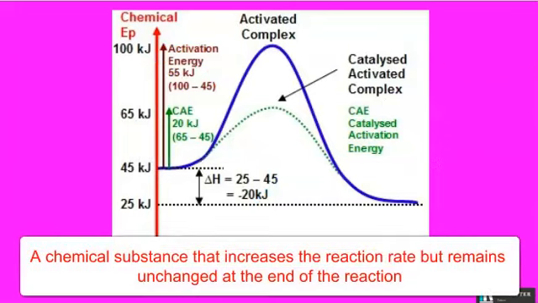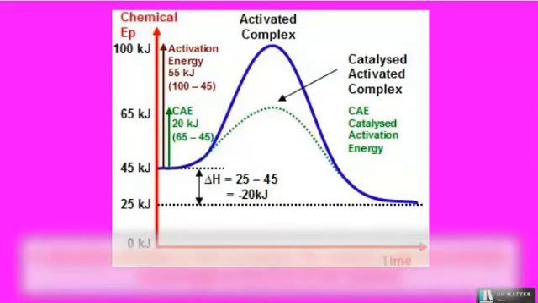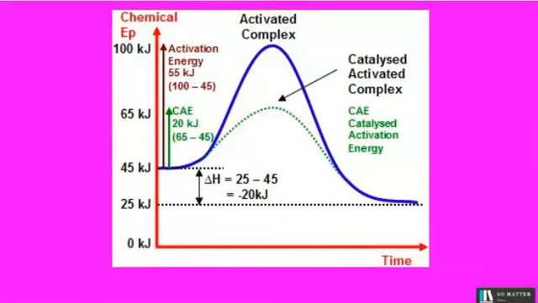A catalyst is a substance that increases the rate of the reaction but remains unchanged at the end of the reaction. That is, the amount of a catalyst is the same at the start of the reaction and at the end of the reaction. The catalyst lowers the activation energy, that is, making more reactants per unit time collide effectively, thus increasing the reaction rate.